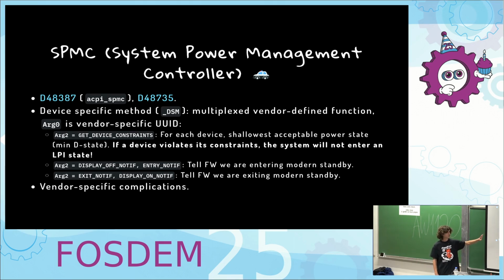And so there are 3, or I guess 5, important ones for the SPMC. The first one is get device constraints. Here you're asking the SPMC, oh, give me a list of the states that I need to put my devices in to be able to enter a low power idle state. And then you've got display off and entry and exit and display on, which are just telling firmware we're going into a sleep state, or we want to go into a sleep state, or we're exiting it. And there's a few vendor-specific complications which I'll gloss over.